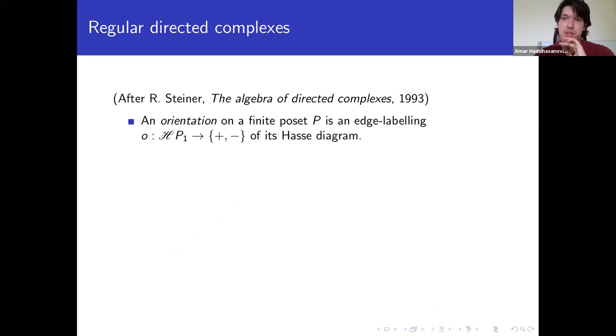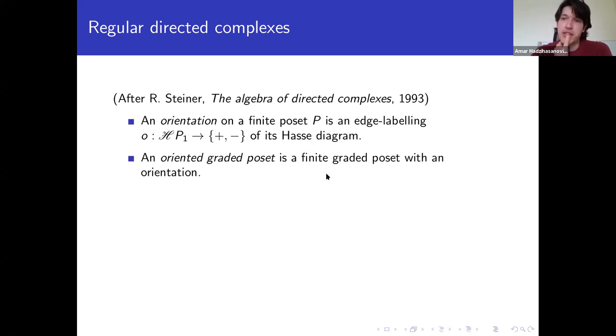So how do we formalize this? This relies on a work by Richard Steiner from 1993 called The Algebra of Directed Complexes. Again, we start from a finite poset, and we call an orientation of a finite poset an edge labeling of its Hasse diagram with pluses and minuses.